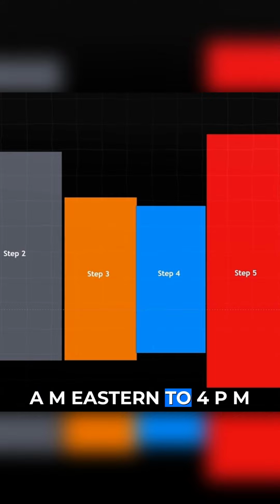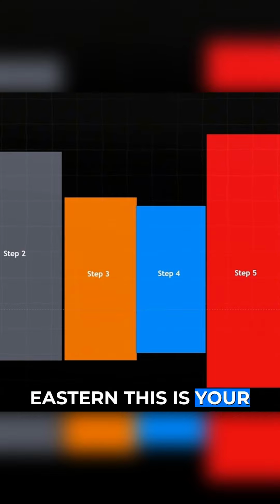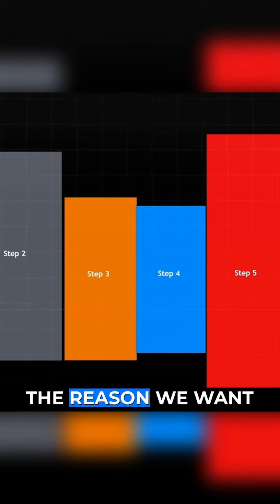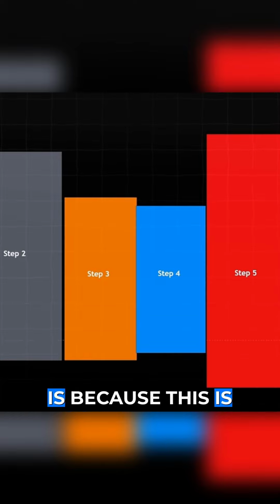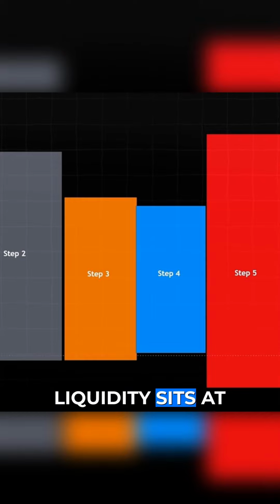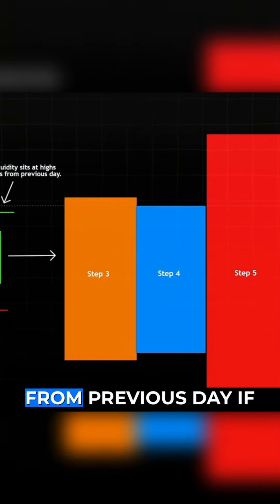a.m. Eastern to 4 p.m. Eastern. This is your previous day candle. The reason we want to look for the previous day candle is because this is where the most liquidity sits at the highs and lows from previous day.